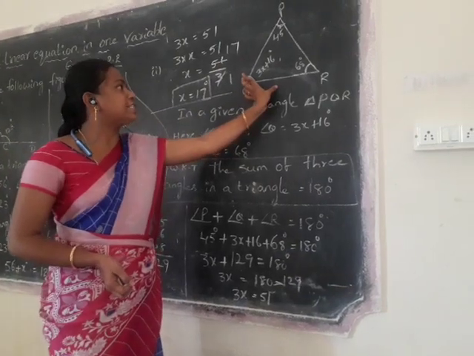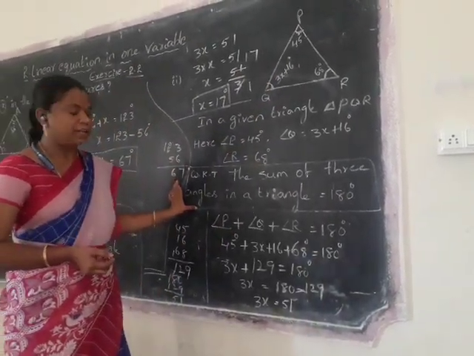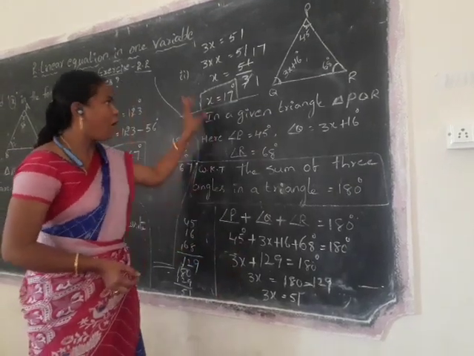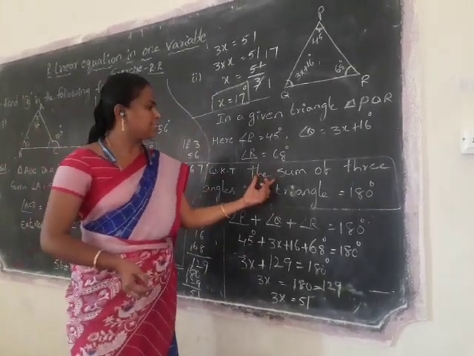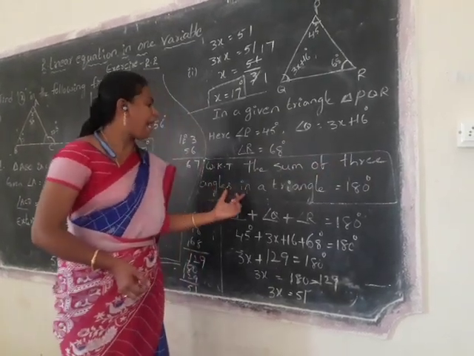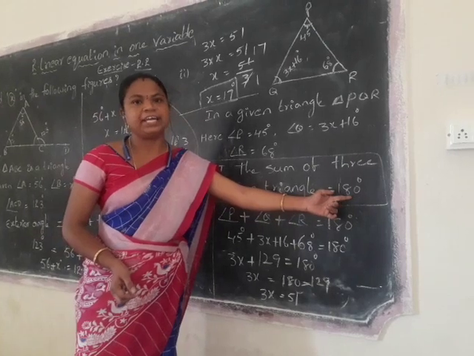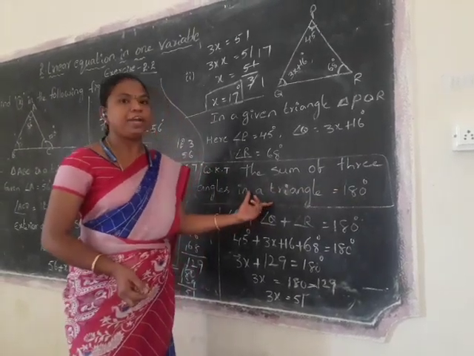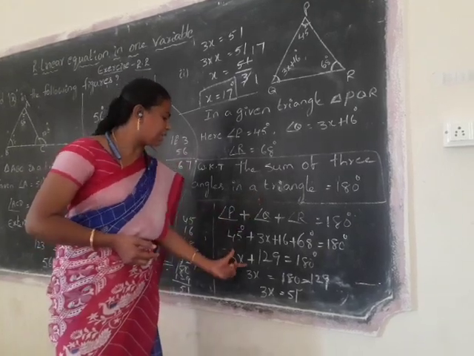Okay students, in this problem we know a triangle property, and then we can get the answer. The important triangle property is that the sum of three angles in a triangle is equal to 180 degrees. Revise this key point in your mind, and we get the same procedure.